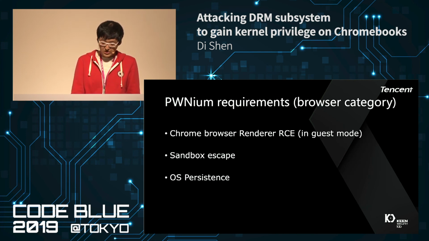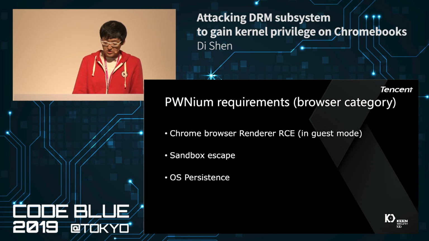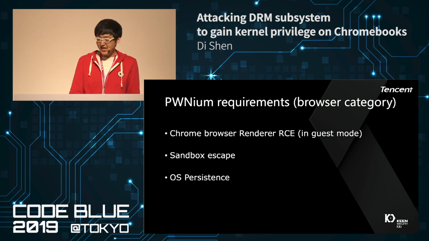So here are the Pwnium requirements. Pwnium requires an exploit chain that includes 3 parts. The first one is a Chrome browser renderer RCE in guest mode. Mostly, you need to find a V8 JavaScript engine bug to finish it. The second one is a sandbox escape. And the last one is OS persistence. You should achieve OS persistence just to keep the exploits alive across reboots.